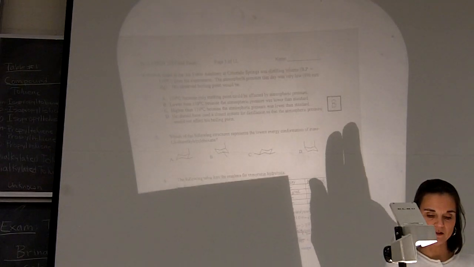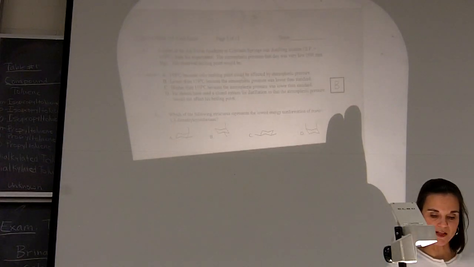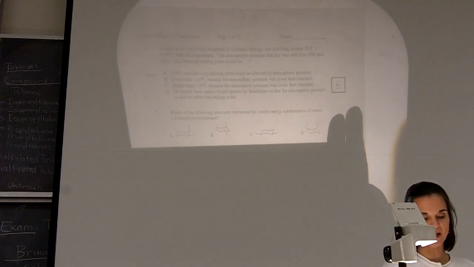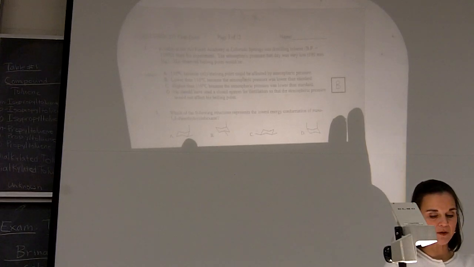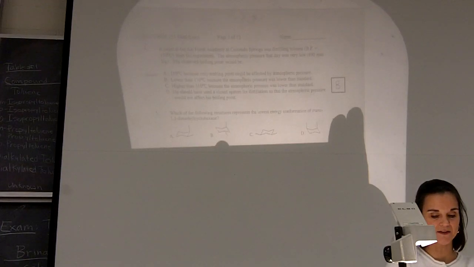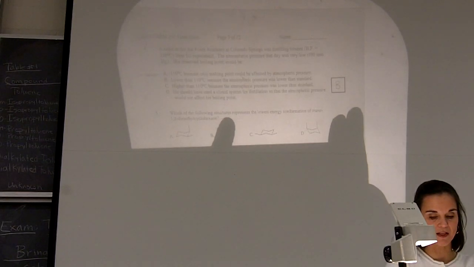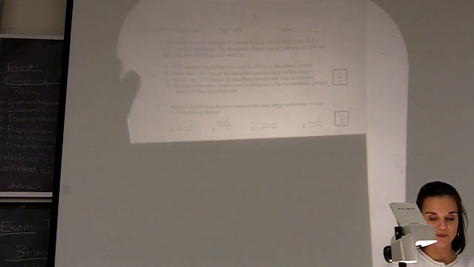Okay, which of the following structures represents the lowest energy conformation of trans 1,3-dimethyl cyclohexane? A, we don't have 1,3, right? B, is that right? Yes, right? We've got 1,3, and it is trans because if it was cis, it'd be axial-axial. But with 1,3-dimethyl cyclohexane and trans, it's going to be axial and equatorial. So the answer is B.